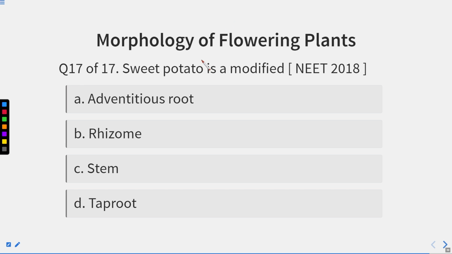Now, coming to the last question here. Here they're saying sweet potato is a modified adventitious root, rhizome, stem, or a taproot. What are adventitious roots? Roots which arise from a place other than the radicle. Adventitious roots are roots which don't originate from the radicle, but from a part other than the radicle, such as the base of the stem. An example is fibrous root. Fibrous root is an adventitious root which is seen in monocots.